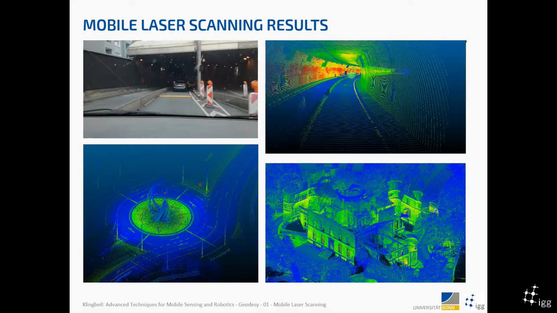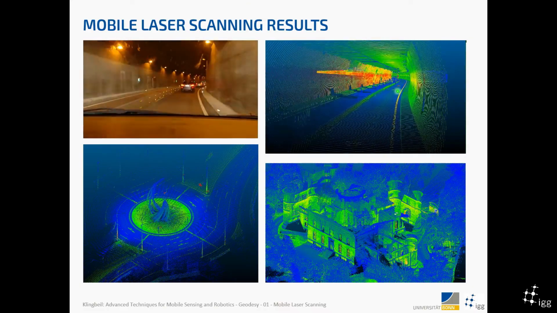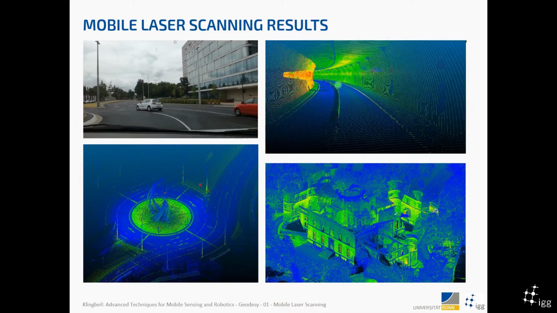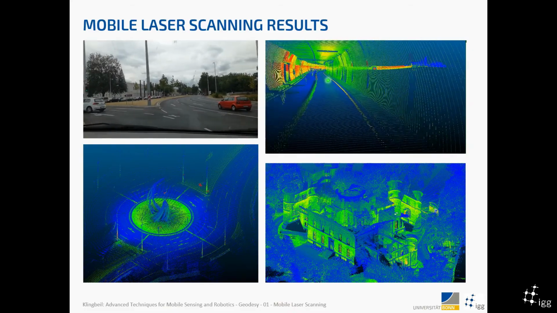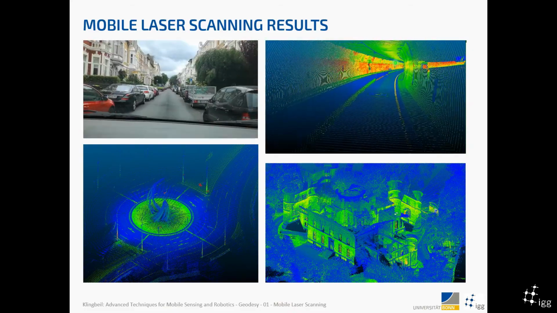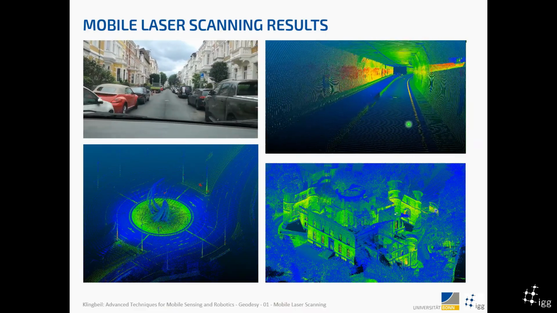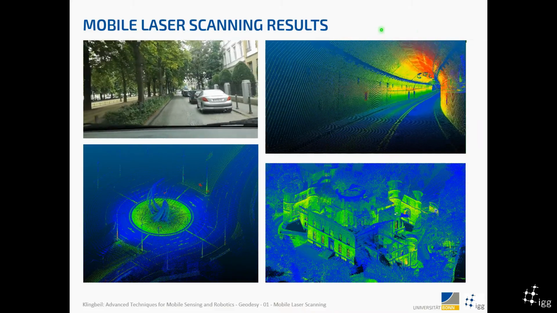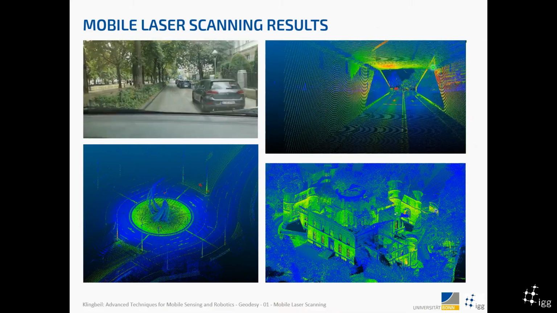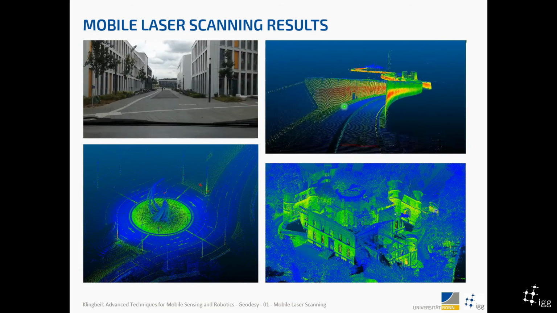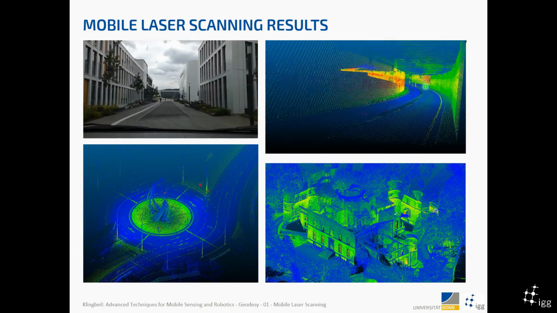So this is a fly through the Bad Godesberg tunnel. It's actually quite nice, because what you see here is that even if there's no GPS, and there is usually no GPS in the tunnel, the whole chain, the whole putting together of single laser scans still works quite nicely and gives a very consistent result.